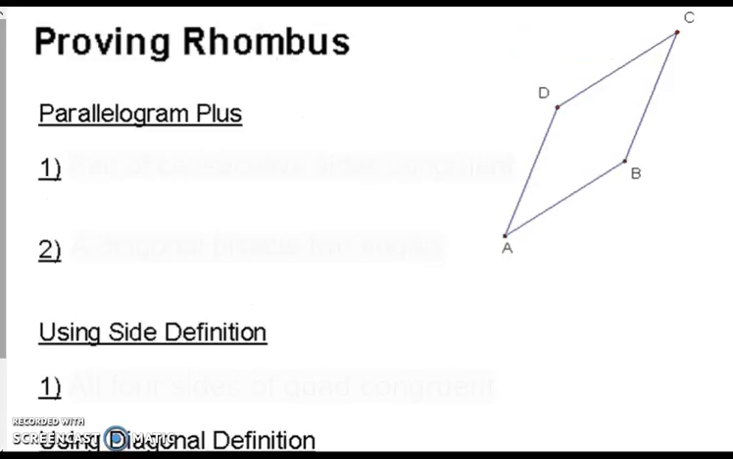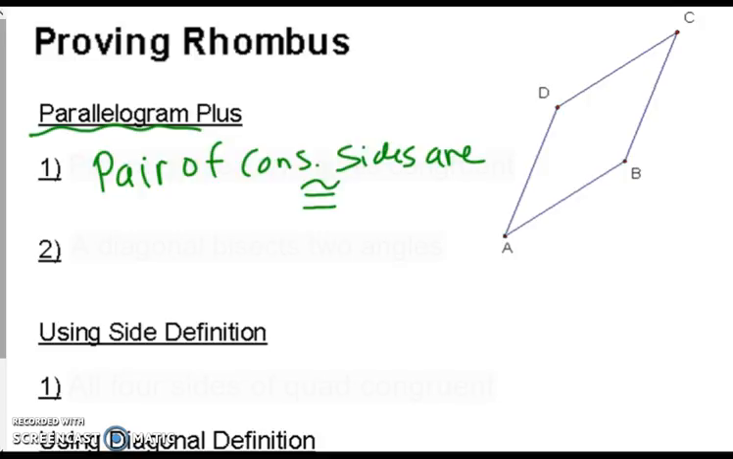On to the rhombus. So kind of like a rectangle, there are ways to prove that a shape is a rhombus starting with a parallelogram. So if you have that a quadrilateral is a parallelogram and you add a pair of consecutive sides are congruent, you can conclude that it's a rhombus. And you only need one pair of consecutive sides are congruent. So if you show that those two sides were congruent, you therefore know it's a rhombus because you know all of the sides must be congruent then.